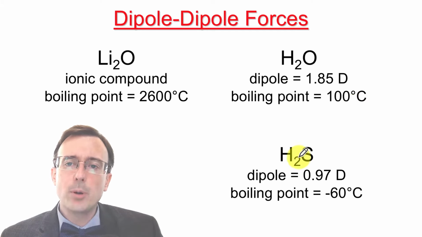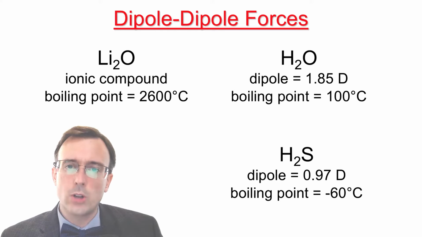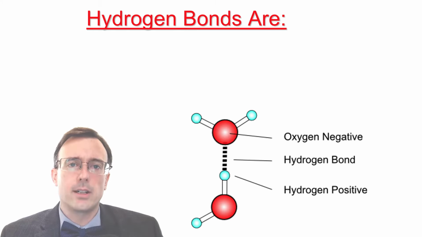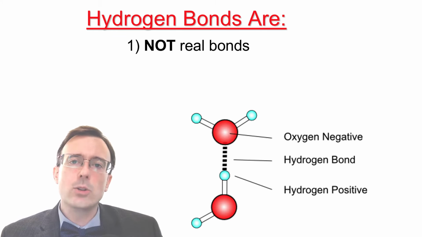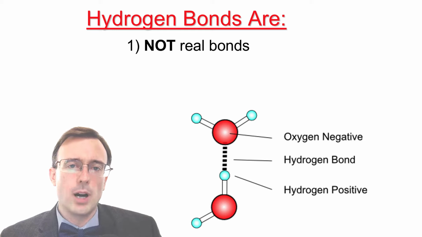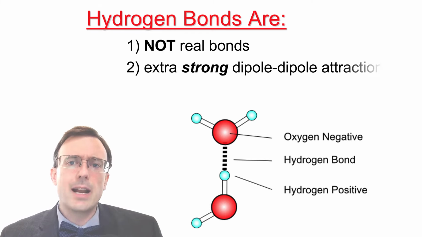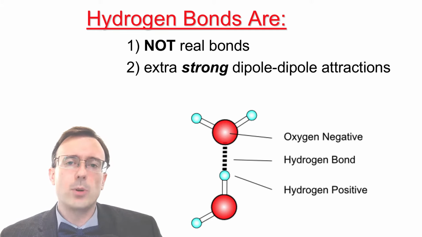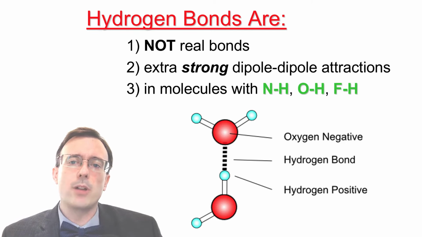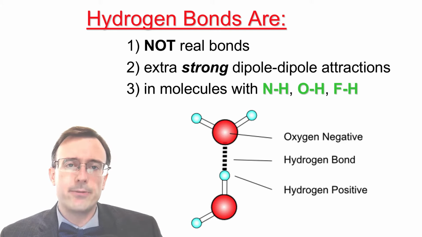In fact, the dipole-dipole forces in water are so strong that people have a special name for it, and that is hydrogen bonding. Hydrogen bonds are a special kind of intermolecular force. However, let's not get fooled by the name here. Hydrogen bonds are not real bonds. Okay, if they're not real bonds, what are they? They are extra strong dipole-dipole attractions. They're really just a form of dipole-dipole attraction, and they're a special form because they're only found in molecules with NH, OH, or FH.